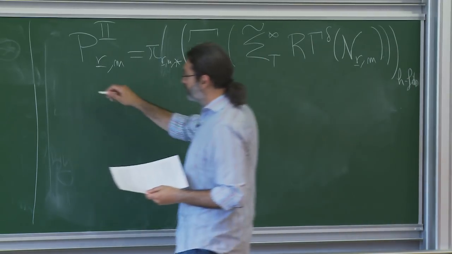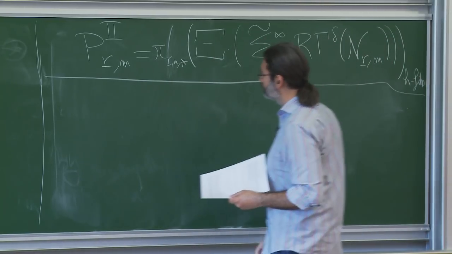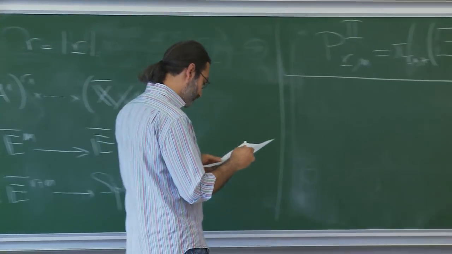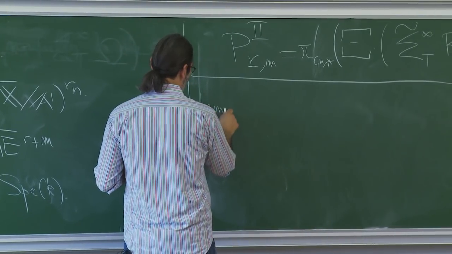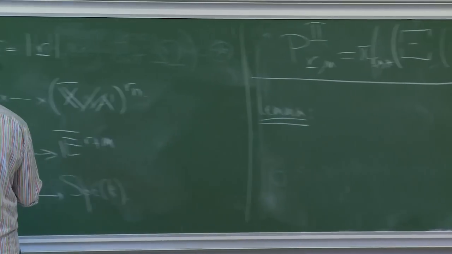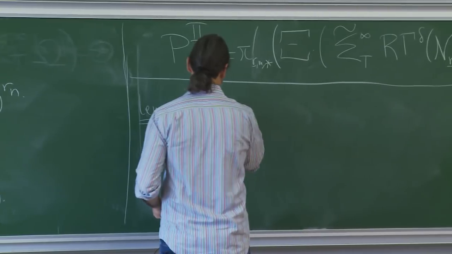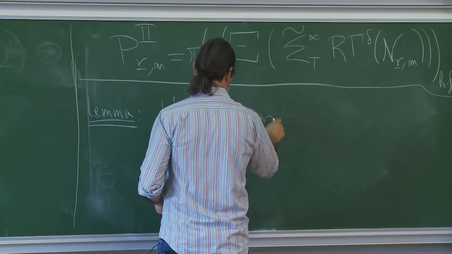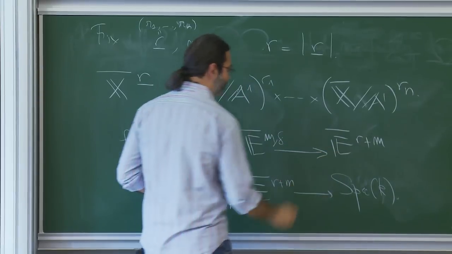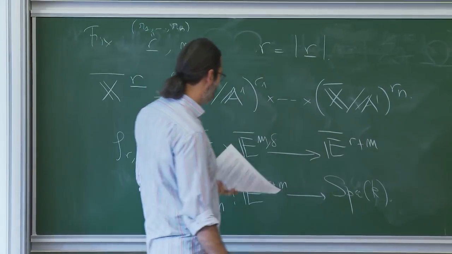Okay, so I try to define the terms of this formula. The most important thing is this n, and I need a lemma for that. Okay, so here's a lemma. With the same notation here, so maybe I put a delta. Sorry, I want to put a delta here. So let rho r m be as before. So this is a morphism of foliations, if you want, with the coarse structure, and I've told you there is a foliation structure on here, and this is a discrete one.